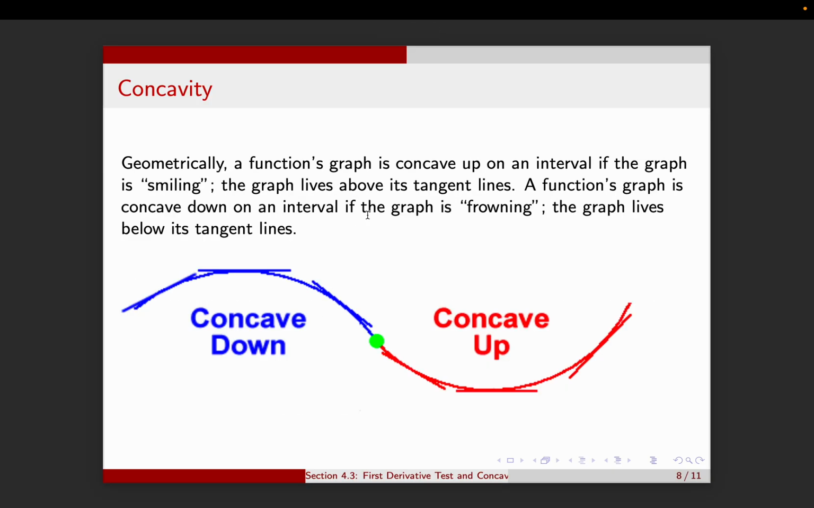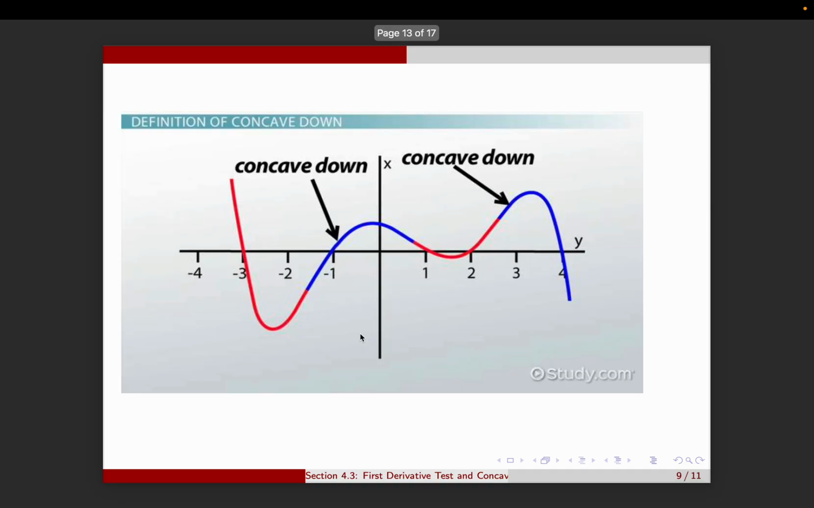Okay, so just to show you pictorially what concavity looks like. I think of it in terms of frowning or smiling. So this graph is frowning here, but then right here, it switches to smiling. So frown is concave down, then there's an inflection point where it switches from frowning to smiling. And notice, when a graph smiles at you, the graph lives above its tangent lines. When a graph frowns at you, it lives below its tangent lines. So that's the idea of concave up or down.